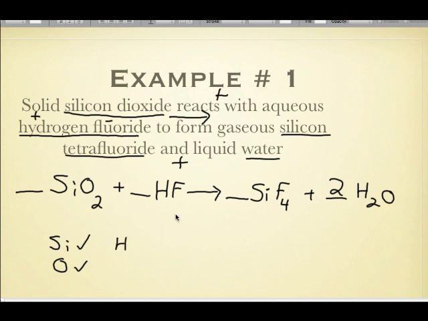Hydrogen, we got 1 on the left, and on the right, 2 times 2 is 4, 4 on the right. So I need 4 on the left. How do I get that? So we need that coefficient of 4 in the reactants. 4 in the reactants. Great.